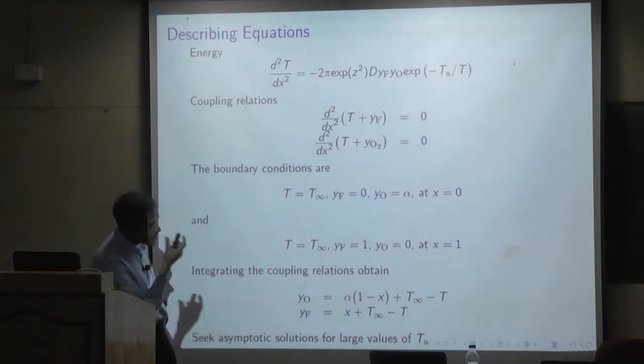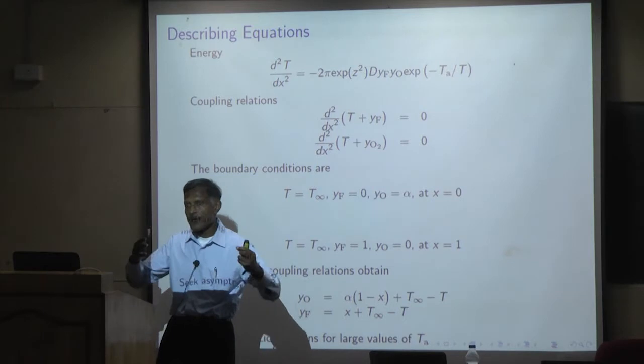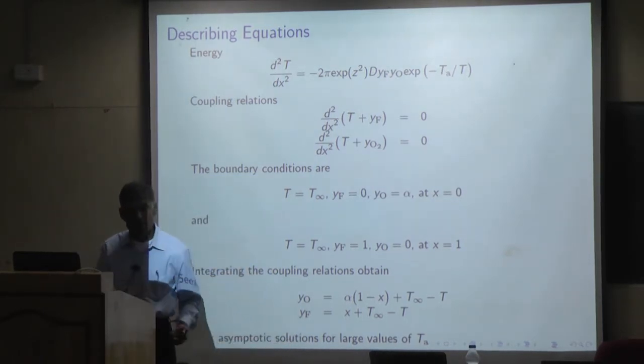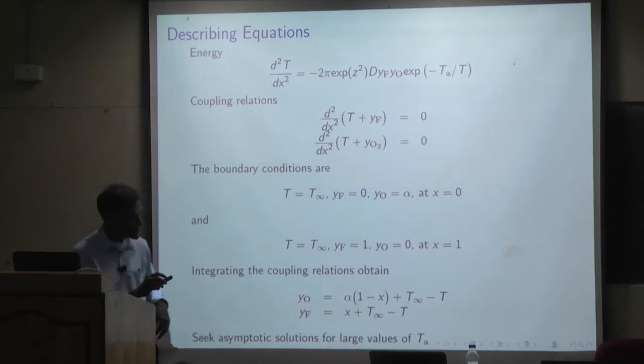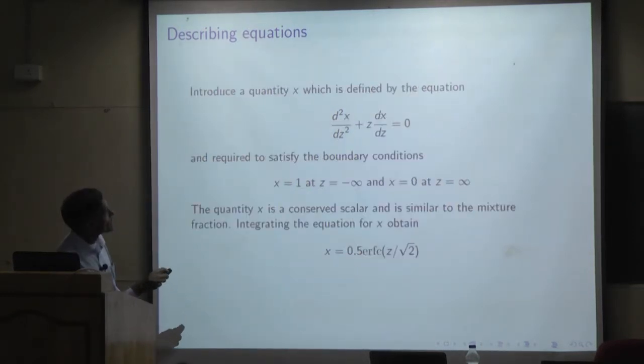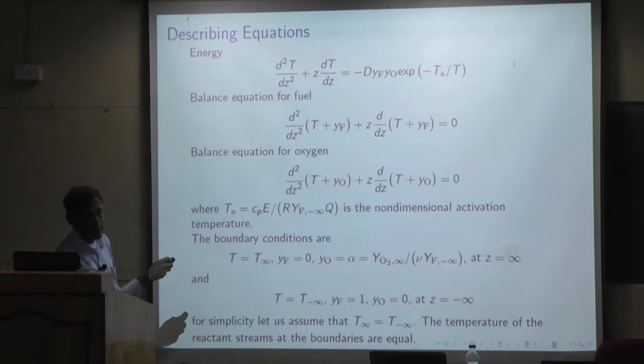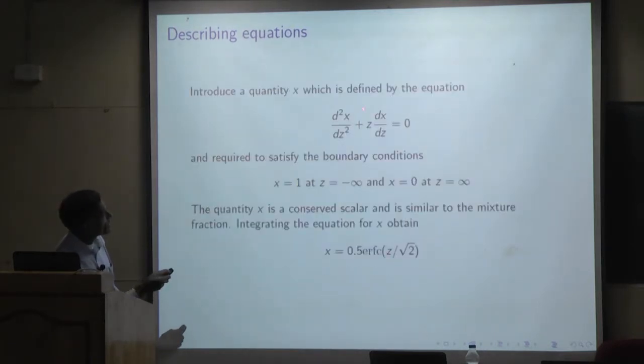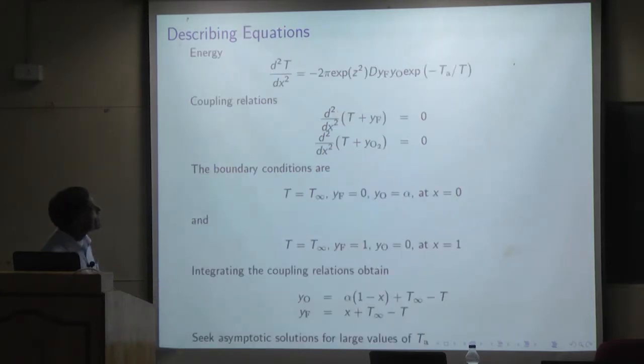So now this gives the appearance of a very simple diffusion reaction balance type of equation. It's much easier to analyze these equations than to look at that. And we shall see later on that this quantity x is actually something called the mixture fraction. I will show that later. So that's the energy equation. These are the species balance equations.